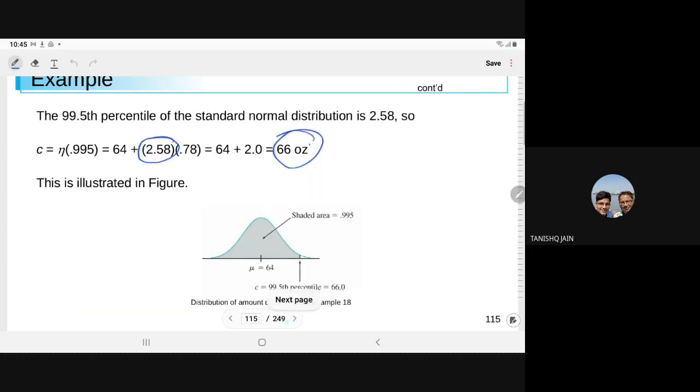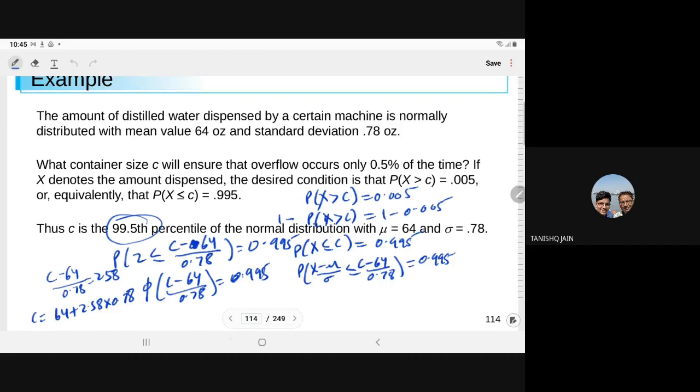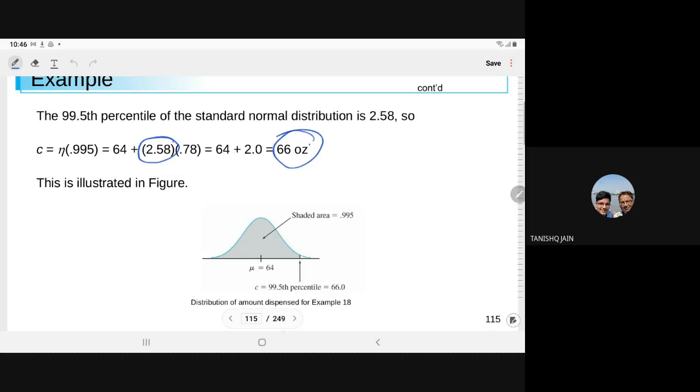Clear now? Can you move to the next slide? Yes, sir. Here, the slide before this. Sir, in the next slide, 0.995 is between 0.57 and 0.58. So we have to write 0.575, or you give me the value of Phi of 2.58.